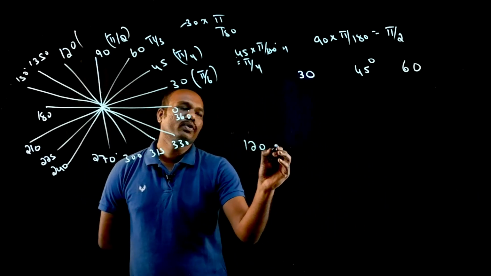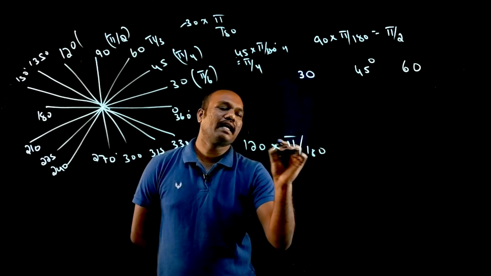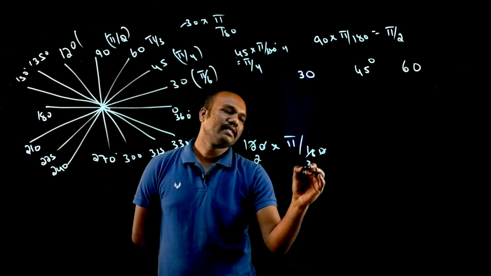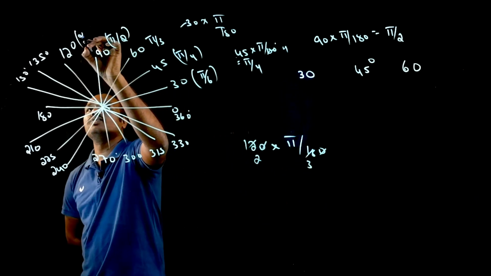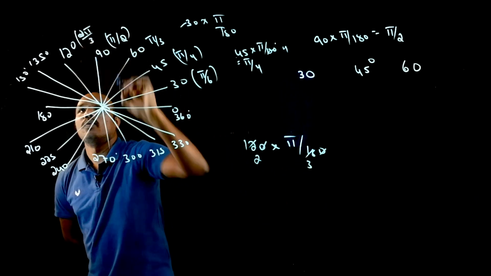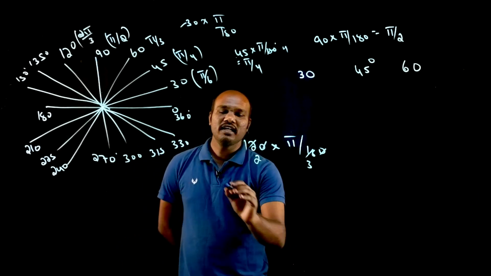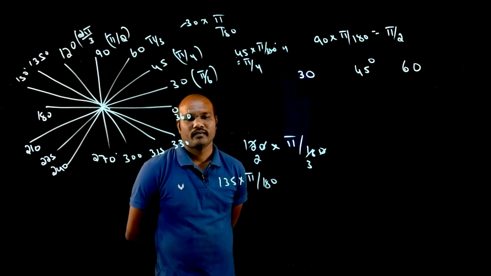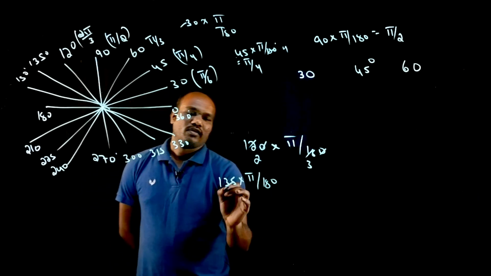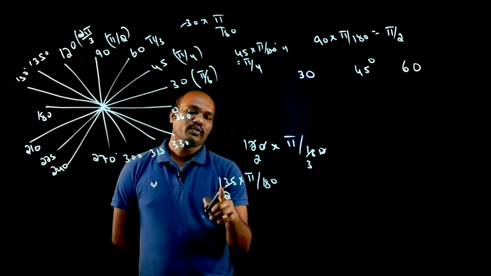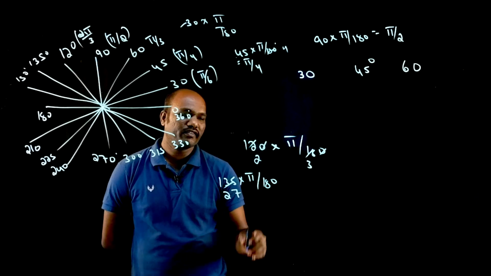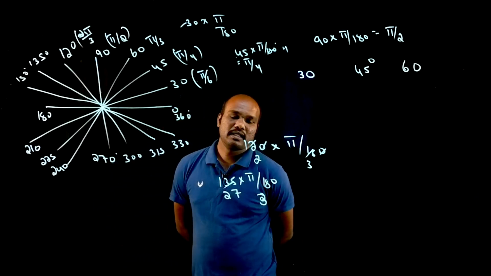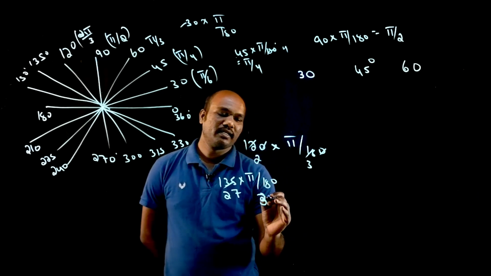So 120 into pi by 180. How much is that? 2 gets cancelled. 6 2s are 12, 6 3s are 18, so it is 2 pi by 3. So 120 degrees is 2 pi by 3. Again 135 degree. 135 degree into pi by 180. How will you solve? 5 7s are 35, 5 3s are 15, 5 6s are 30.